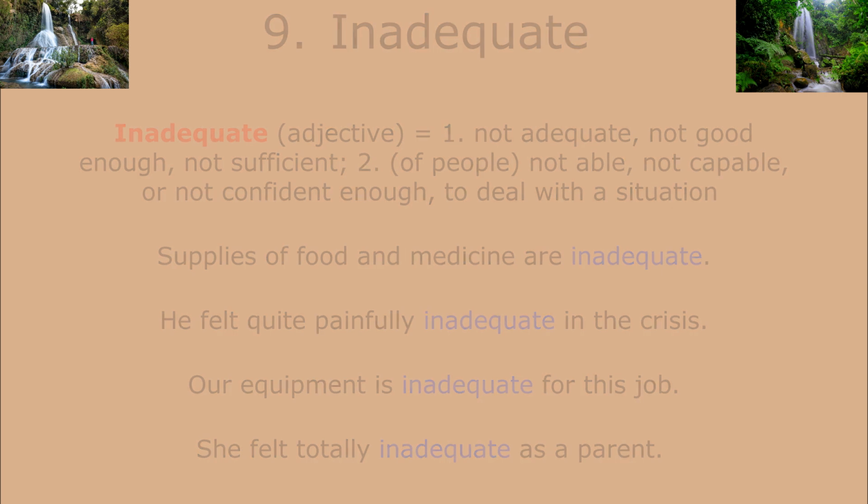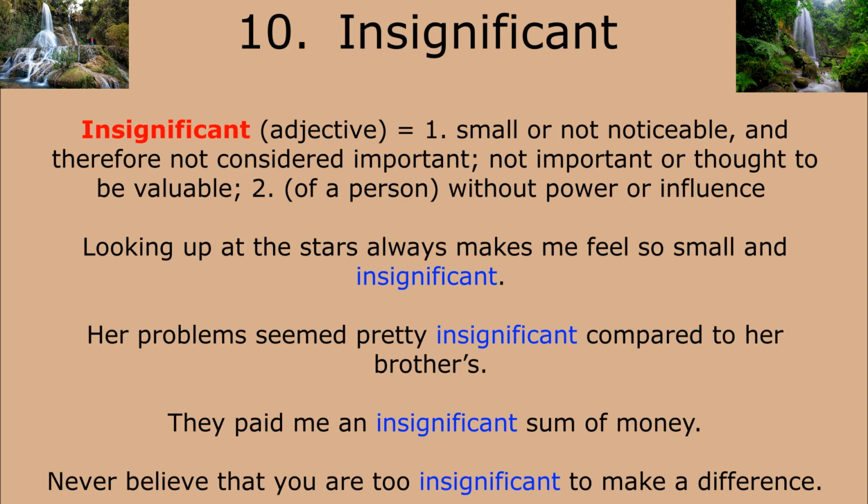The word number 10, insignificant. Insignificant means small or not noticeable, and therefore not considered important, not important or thought to be valuable. When insignificant is used of people, it means without power or influence. For example, looking up at the stars always makes me feel so small and insignificant.